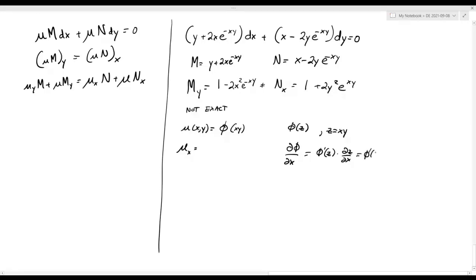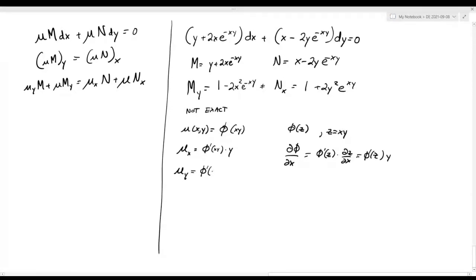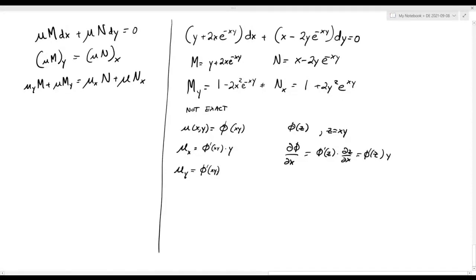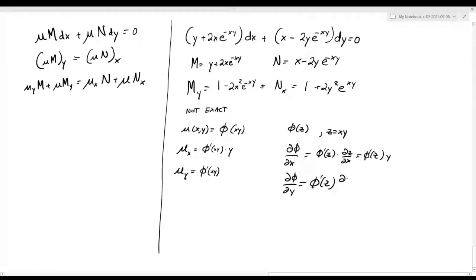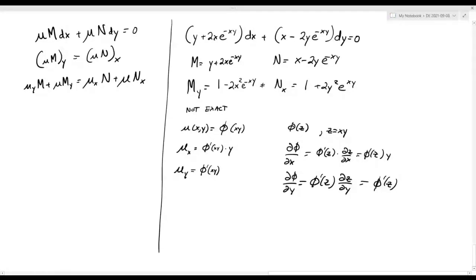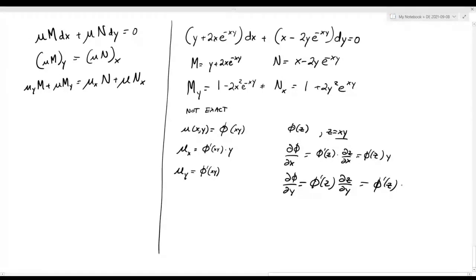All right. And the derivative of z with respect to x is just y. So this we can write as phi prime of x times y, or z if you'd like, times the derivative of z with respect to x. So that's just y. And on the other hand, the derivative of mu with respect to y: again, differentiate this function with respect to its variable, then use the chain rule and multiply by the derivative of z with respect to y, where the derivative of z with respect to y is just x.